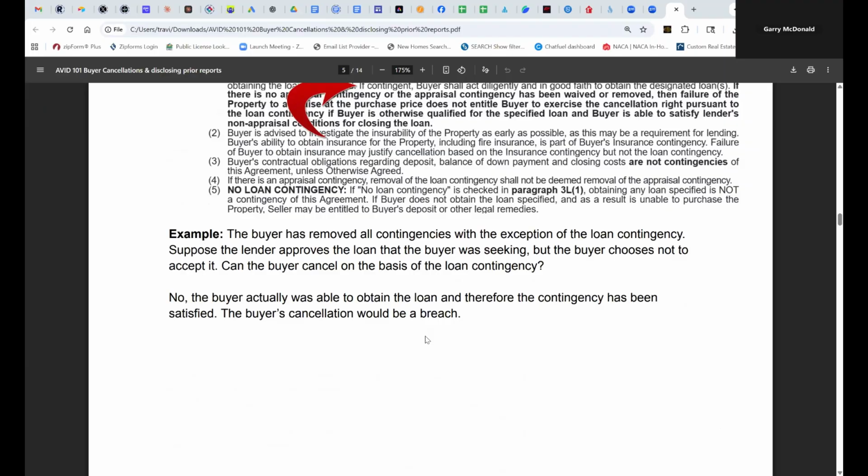Example: the buyer has removed all contingencies with the exception of the loan contingency. Suppose a lender approves a loan that the buyer was seeking, but the buyer chooses not to accept it. Can the buyer cancel on the basis of the loan contingency? That would be a no. The buyer actually was able to obtain the loan, and therefore the contingency has been satisfied. The buyer's cancellation would be a breach.